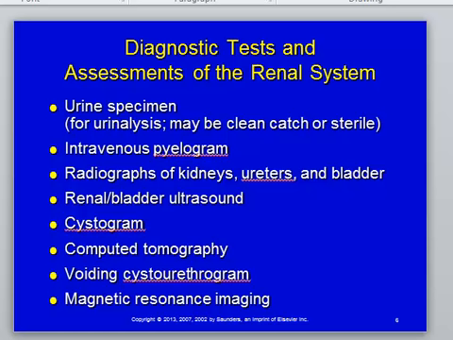Some of the diagnostic tests and assessments of the renal system that you'll see, of course, is the urine specimen for analysis. It can be a clean catch or it can be a sterile. IVP, radiographs of the kidneys, ureters and bladder, renal bladder ultrasound, cystograms, CTs, voiding cystourethograms, and MRIs. This is chapter 20 in your PEDS book, The Child with a Genitourinary Problem. Let me just refer you to it real quick, the common labs and diagnostic tests are on page 456 if you wanted to follow along.